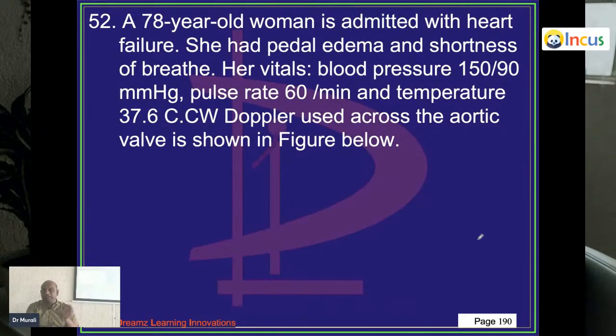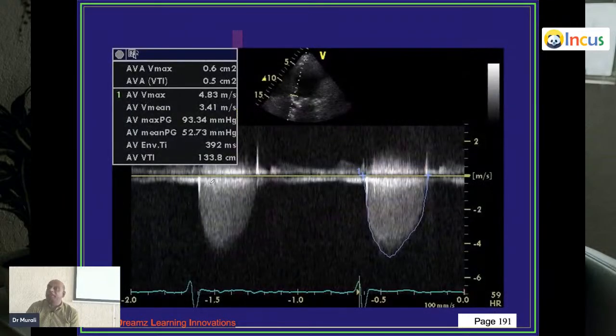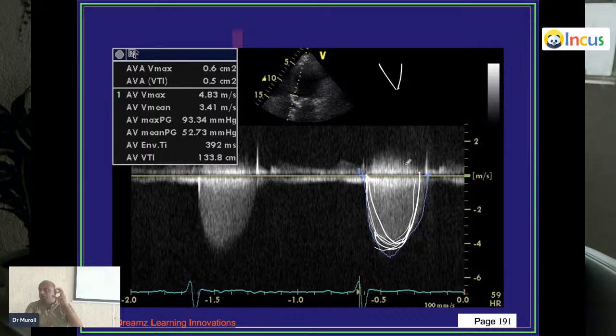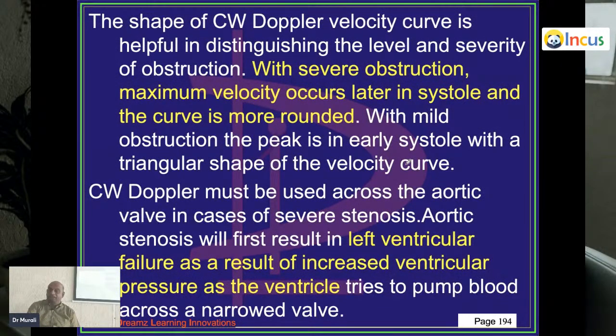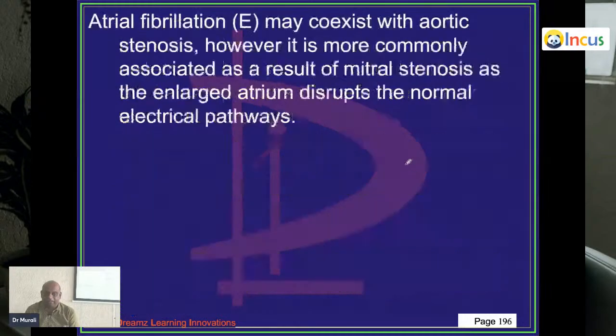A 78-year-old woman is admitted with heart failure, and blood pressure is 150/90, pulse rate is 60 per minute. Aortic valve is being shown to you. So this is the most important thing, doctor: how this is more circular instead of being triangular. Circular means it is a more severe form of aortic stenosis, right? Severe aortic stenosis leads to left ventricular failure, and that leads to pulmonary edema, because of which you get bilateral basal crepitations. That's what you need to basically remember.